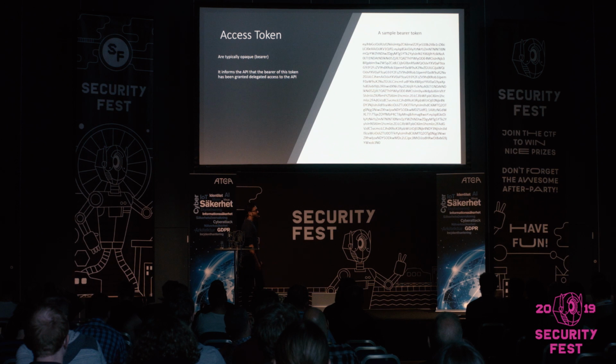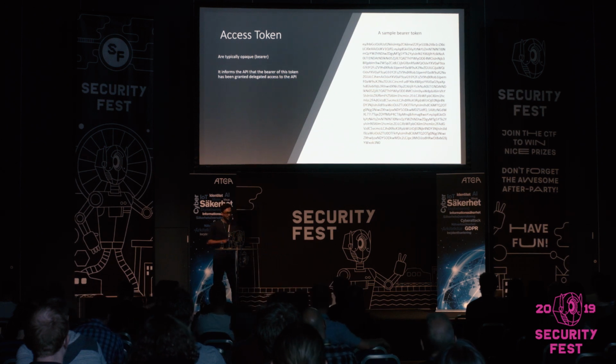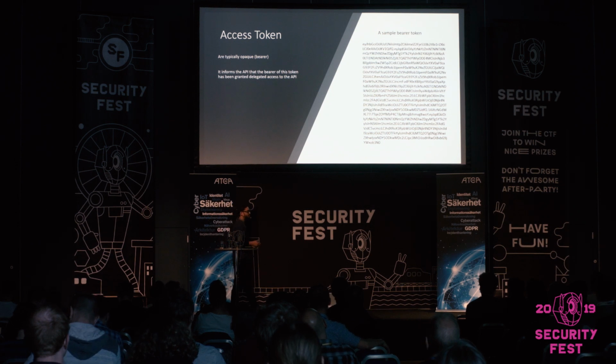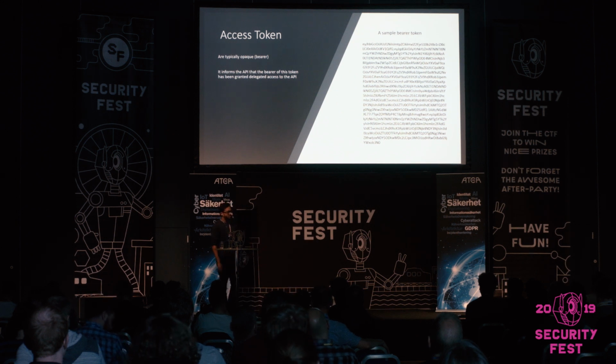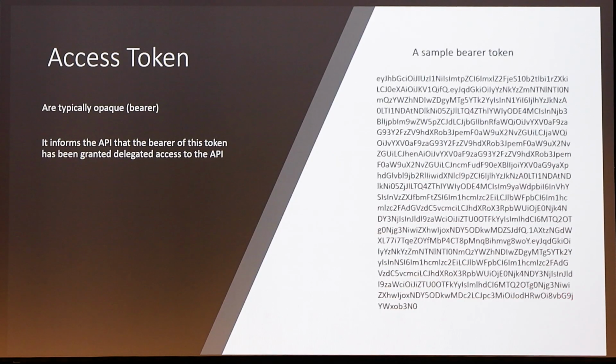Access tokens are generally opaque, and they are also called bearer tokens. So when I say opaque, it means that they don't have a structure to them. If you try and decode them, it will not make any sense. It just informs the API that you're hitting that the bearer of this token has been granted access to this API.